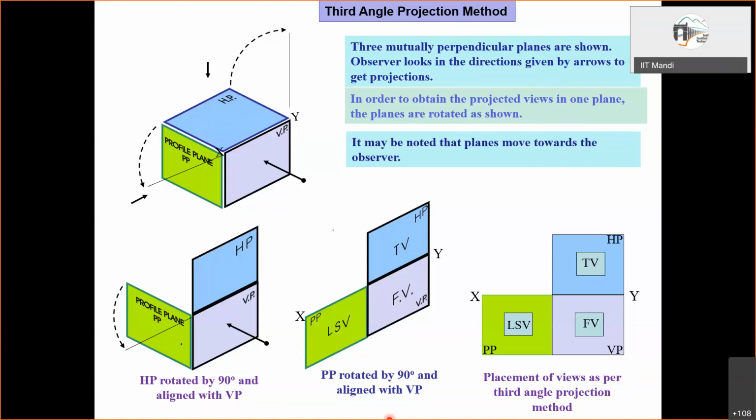So for the object placed in the first quadrant, we get the front view above the XY line and the top view below the XY line, right? And for the object placed in the third quadrant, you have it the way it is shown here. The previous one was shown in the previous slide. So for the third quadrant, the front view is below the XY line and the top view is above the XY line. So this part remains the same.